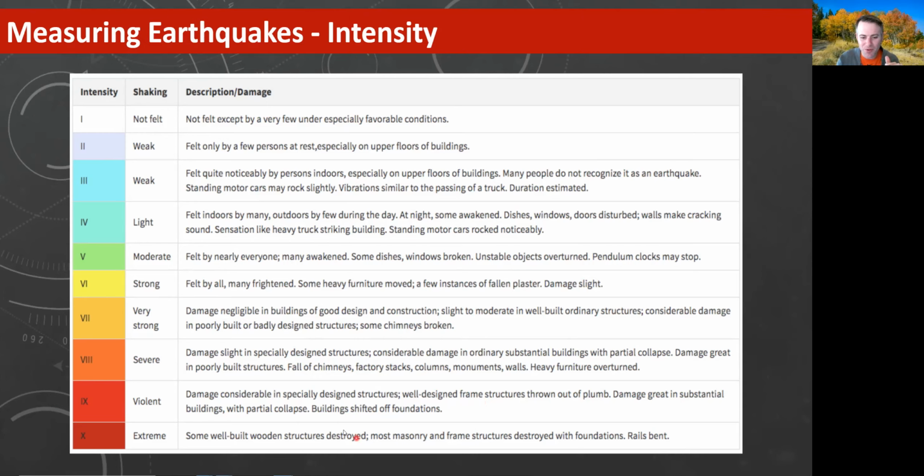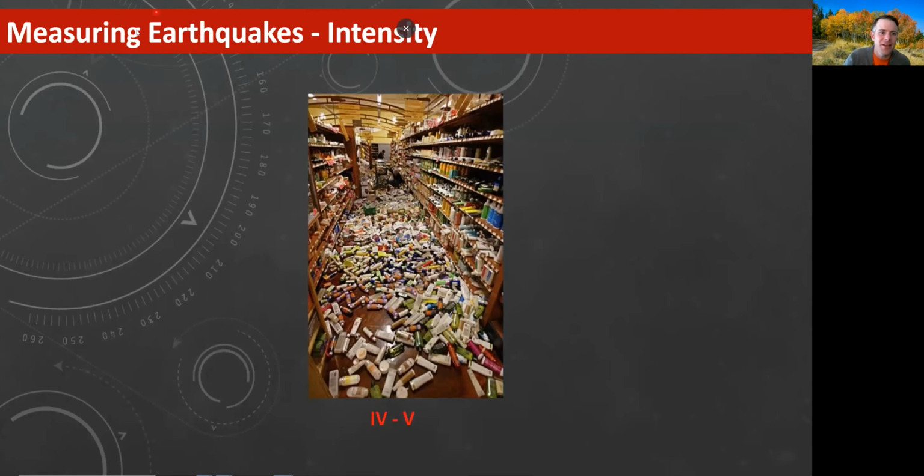So these are some of the words here as they go through, and you'll notice damage is negligible in buildings of good design, slight to moderate in well-built structures, but considerable damage in poorly built or badly designed structures. So we're going to see what constitutes good design, what constitutes bad design, and what keeps you safe. So if I were to put some numbers, give you some pictures to see what the results would be of like an intensity of 4 or a 5 here.